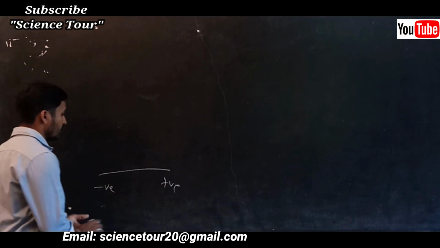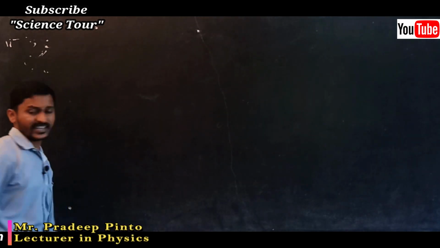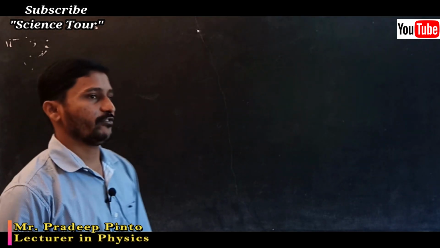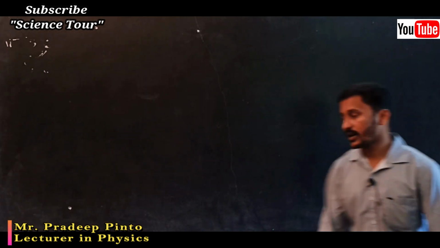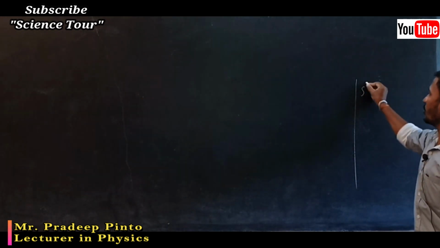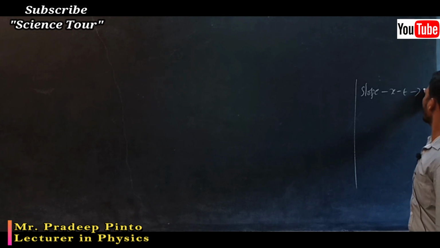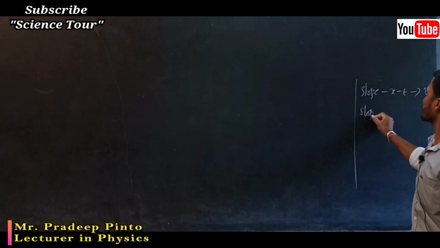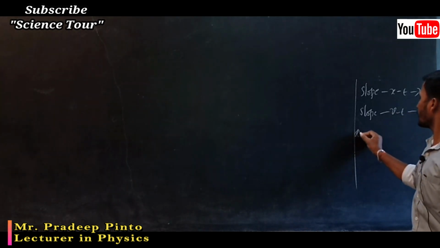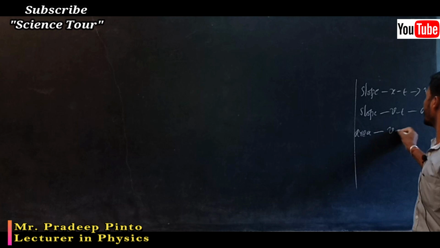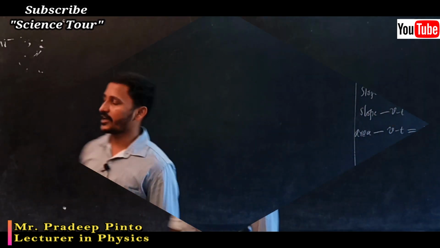So today next we are going to learn about one more mathematical formula, which is very important for us, that is area under the graph. What key terms have we studied? Slope. Slope of the xt graph gives velocity. Slope of the vt graph gives acceleration. Now, area under the vt graph gives displacement. That is what we have to derive.